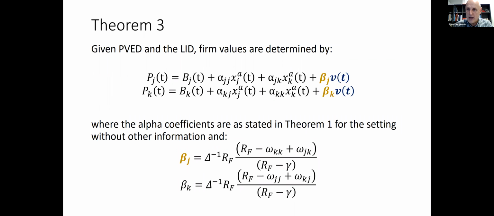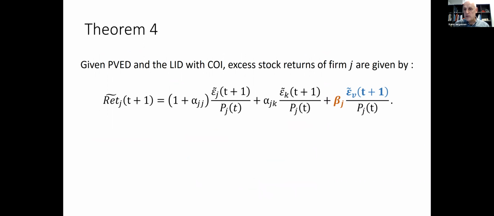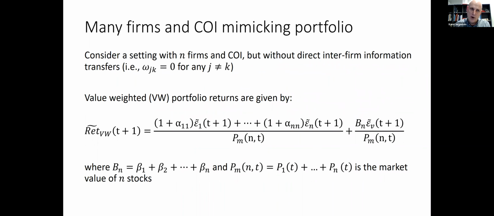Let's focus on beta J in yellow. Those coefficients depend on the underlying linear information dynamics and depend on the gamma, which is the persistence of the common other information. And then we solve what the stock returns for 1 year look like when you have common other information. And it's noteworthy that the beta J is the same. And then we show when you have common other information that if you form a value-weighted portfolio, then the only information that affects the value-weighted return is the common other information in each.